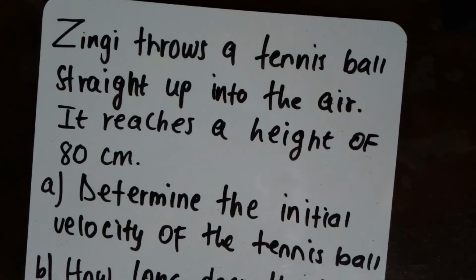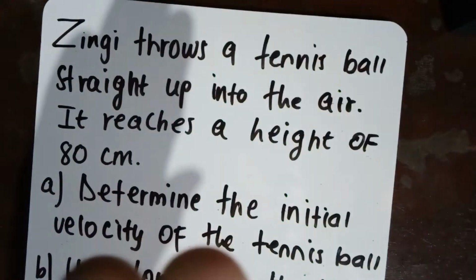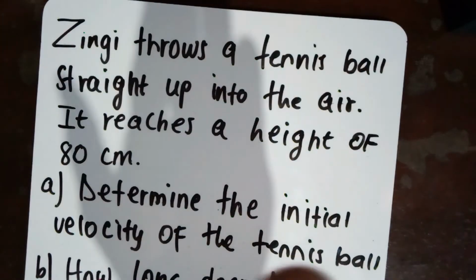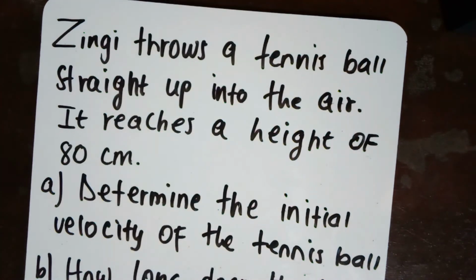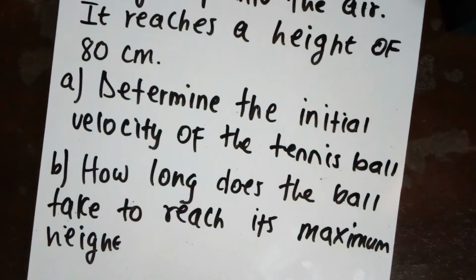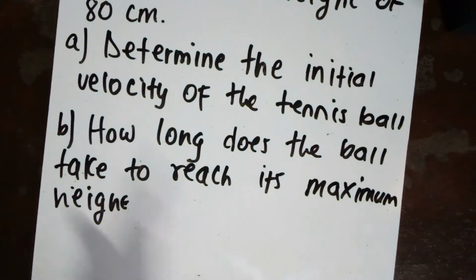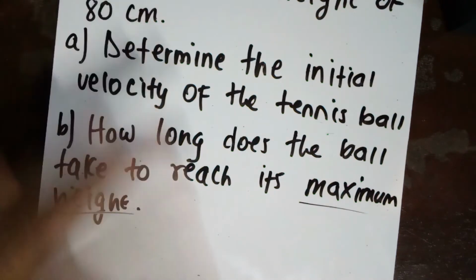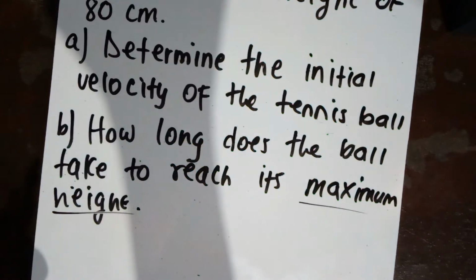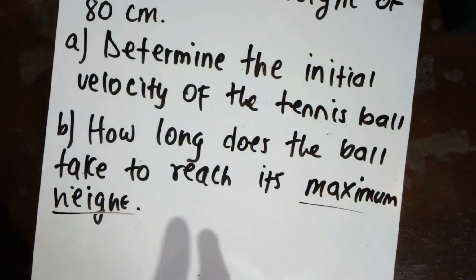Okay, so we have a question here, and it says Zingy throws a tennis ball straight up into the air, and then it reaches a height of about 80 centimeters. So that is its maximum height. And then question A says that we should determine the initial velocity of the tennis ball. And then the second question is, how long does it take the ball to reach its maximum height? So now to solve these problems, we have to go back and look at our equations of motion and see which equation of motion we're actually going to use.